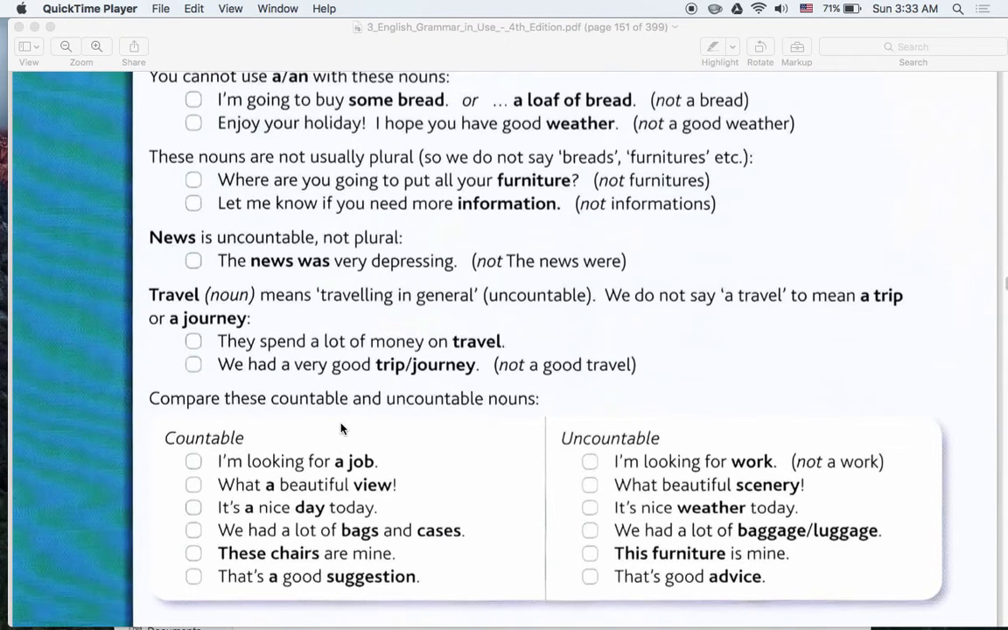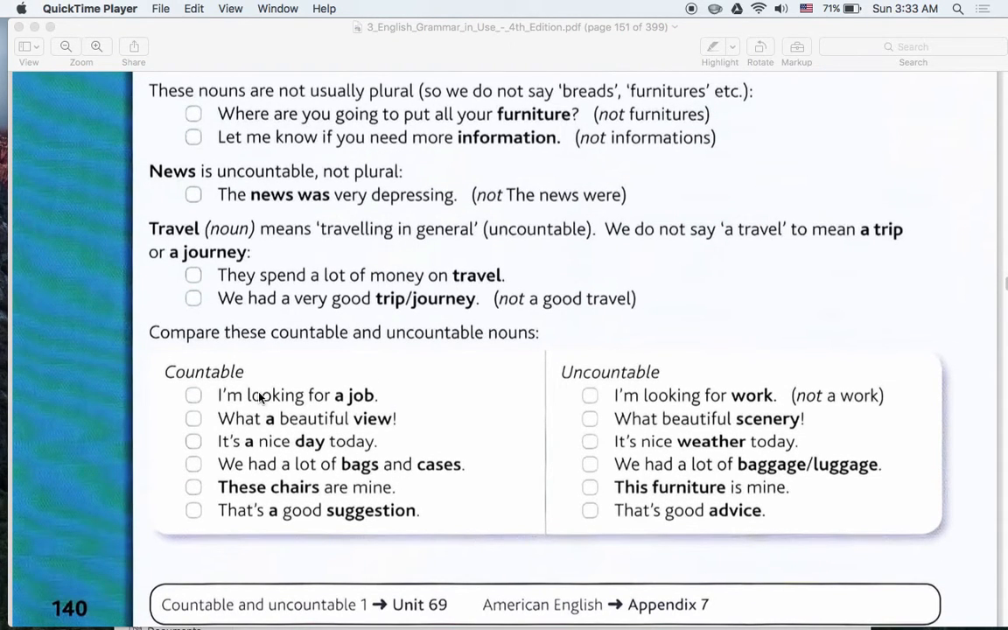Compare these countable and uncountable nouns. Countable: I'm looking for a job. What a beautiful view. It's a nice day today. We had a lot of bags and cases. These chairs are mine. That's a good suggestion. Uncountable: I'm looking for work, not a work. What beautiful scenery. It's nice weather today. We had a lot of luggage. This furniture is mine. That's good advice.